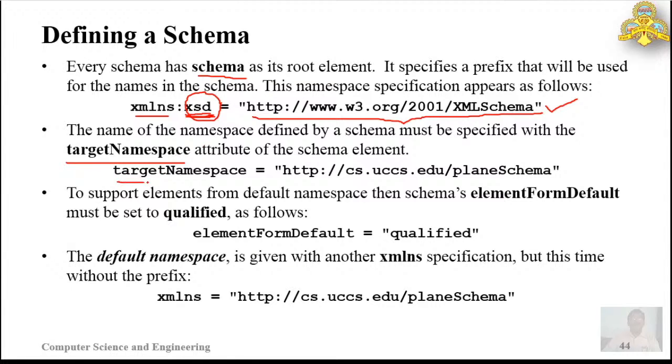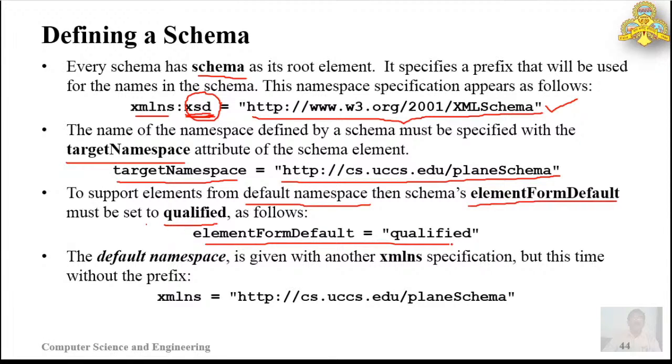So we need to provide one more attribute for schema, that is targetNamespace. Here the N is capital and this is the URI, that means the developer's website name. If the element can have a default namespace to support it, then one more attribute is there, that is elementFormDefault, and it should be provided with the value qualified. So that is like this: elementFormDefault qualified.